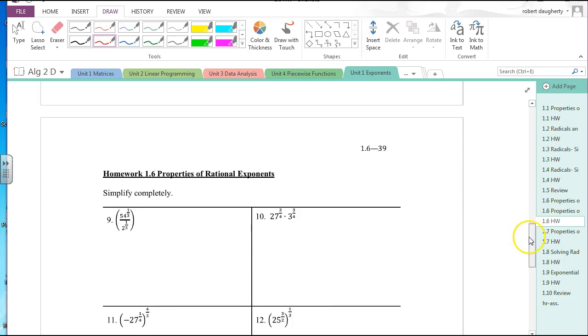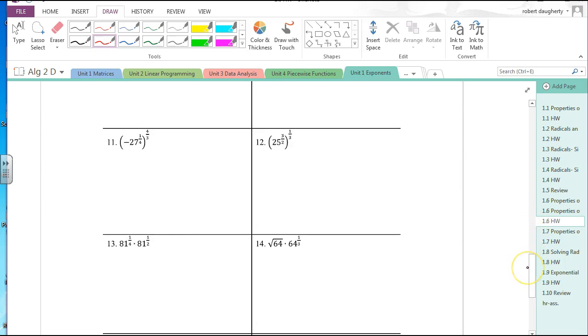Let me see if I can do that one here. Let's look at this one. Number 11. Okay, in number 11, what is being raised to the 1/4 power? 27, not negative 27, okay? The only thing being raised to the 1/4 is 27. There's a negative in front of it. What's being raised to the 4/3? Everything that's in the parentheses, okay? So if I want to look at this, a couple ways of breaking this down. I can think of this as negative 1 times 27.